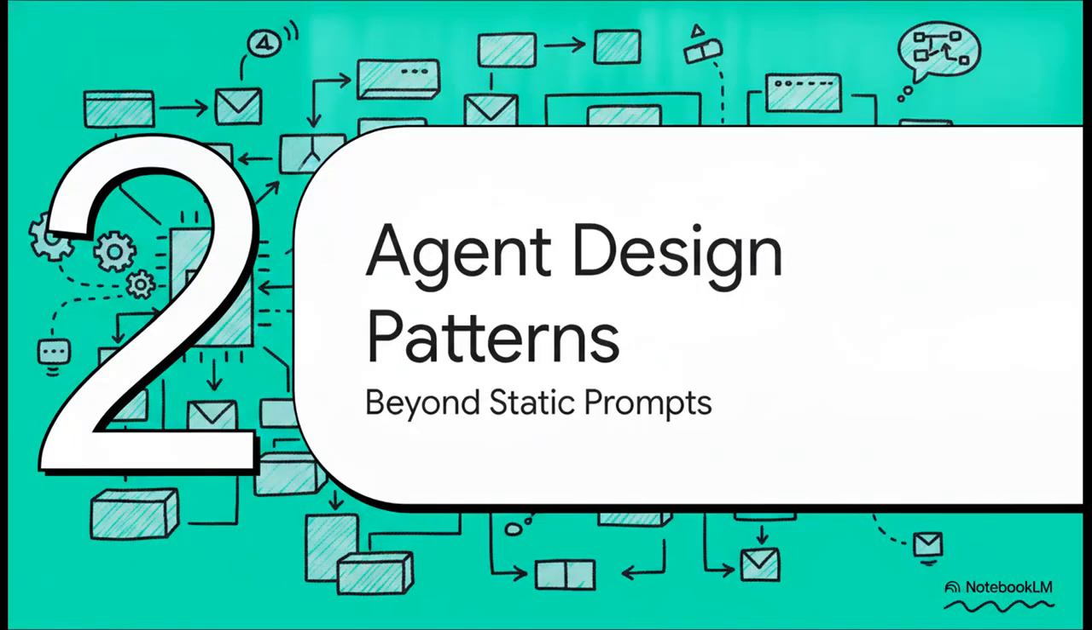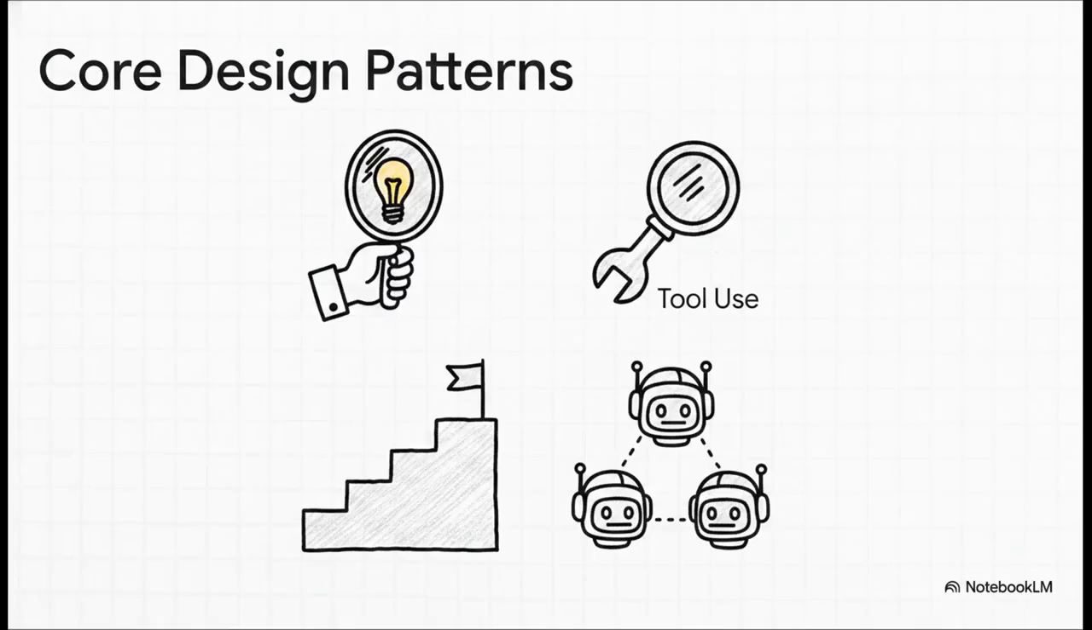Moving to Section 2, Core Agent Design Patterns. We are completely moving away from monolithic prompts and moving towards structured workflows that allow these agents to transcend simple text generation. There are 4 foundational patterns transforming these static responders into dynamic problem solvers. First up is reflection, which allows the AI to actually critique its own work.